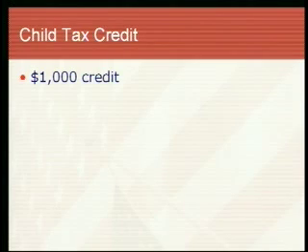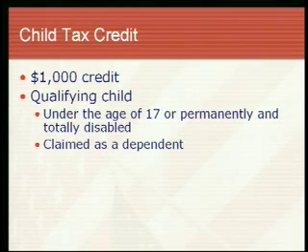Okay, so now we want to start with our child tax credit. This is a $1,000 credit, and you have to have a qualifying child under, and I stress the word under, the age of 17, or one that's permanently and totally disabled. So your 17-year-old will not qualify for this credit. And they have to be claimed as a dependent.